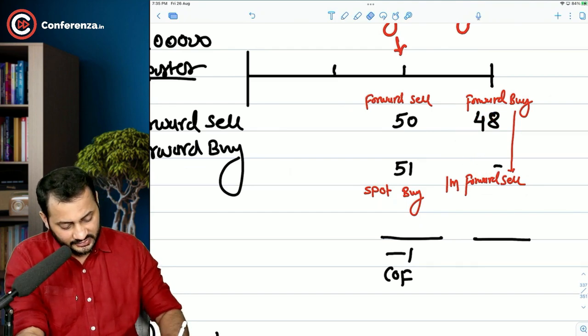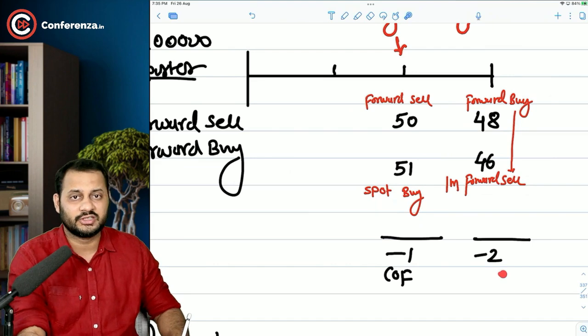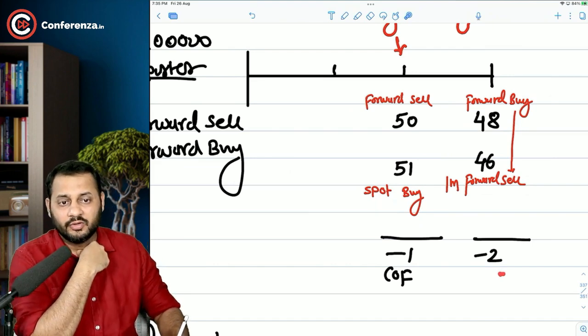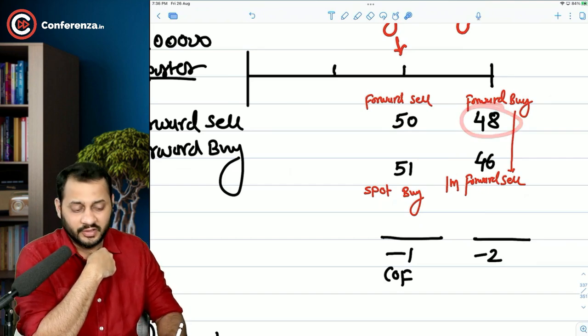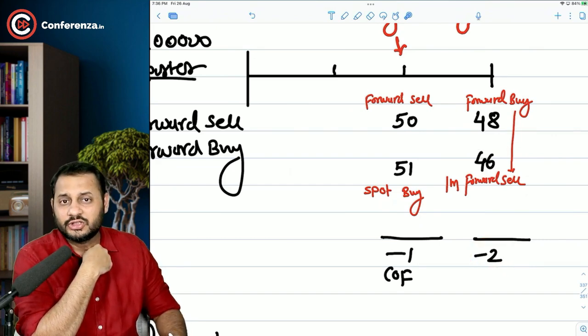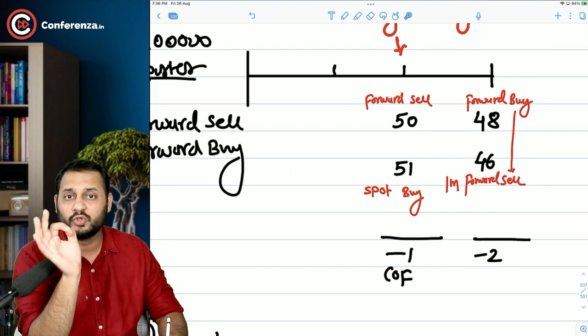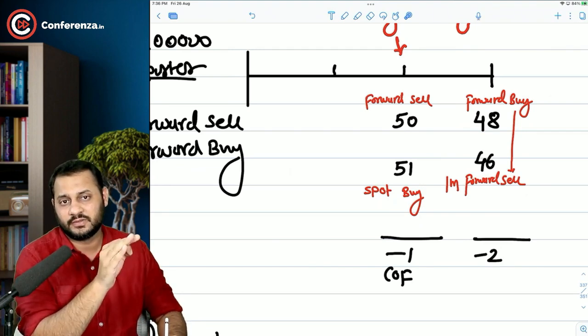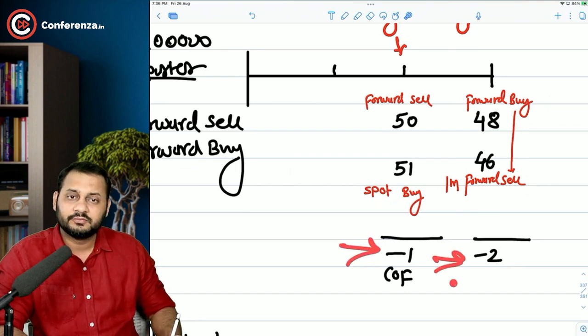Okay, let's take 46 instead. So you can clearly see there is a loss of 2 rupees again to the bank because of this swapping. Because bank had to close this cover rate, bank entered into a swap contract, and now there is a loss to the bank of 2 rupees per dollar. Buying at 48, selling at 46. This loss will also be recovered from the customer. This is the first loss. This is the second loss.